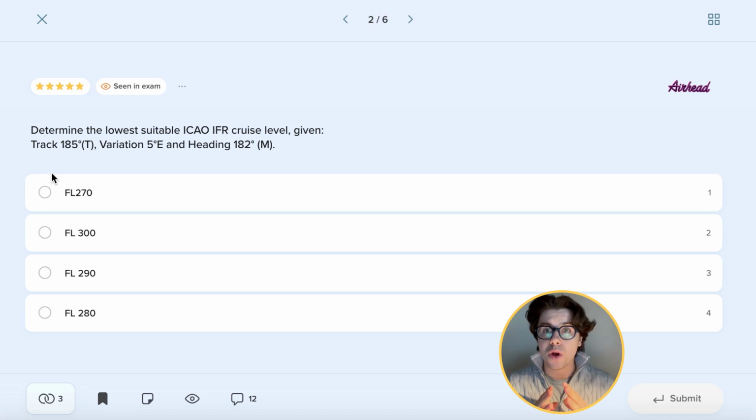Here, remember that we always use magnetic track in order to determine whether we are flying east or west, odd or even altitudes. So we need to convert our true track into magnetic track using the variation. The heading is absolutely not necessary for this question. This is there only to distract you.